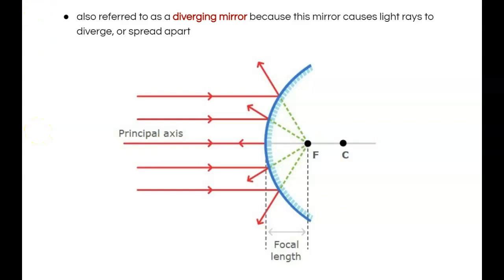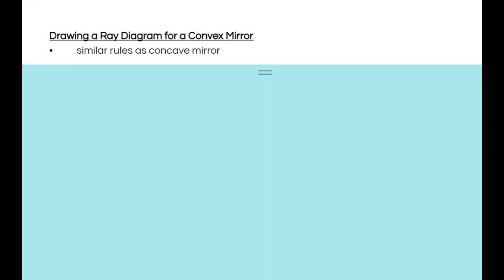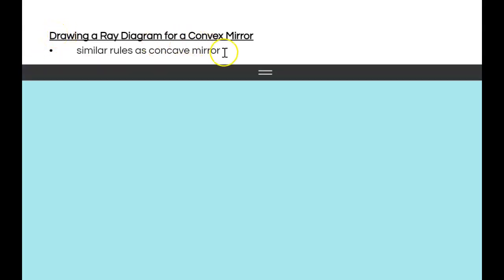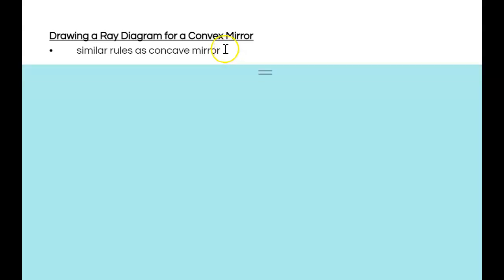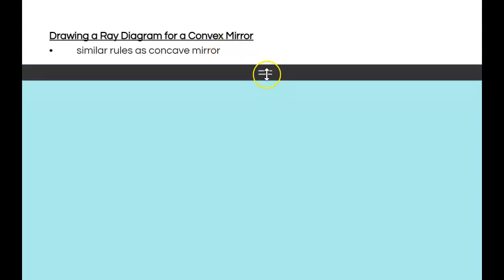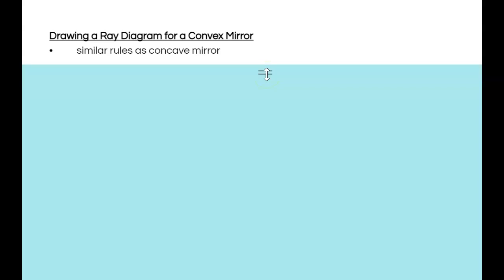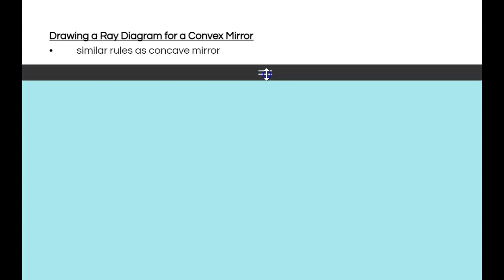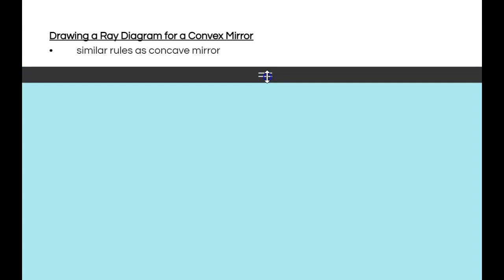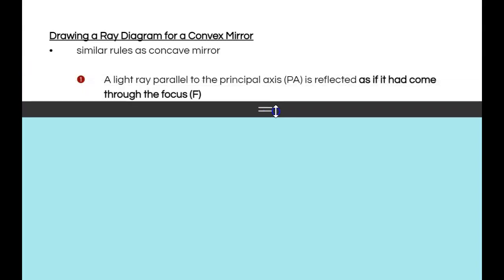Let's take a look at some rules for these light rays. Okay, so let's get started with drawing these light rays. As I mentioned earlier, the rules for convex mirrors are pretty similar to those of a concave mirror. It's just that the outcome is a little bit different because, of course, the light rays are going to be diverging. So let's look at the first rule. We'll get that down, and then we'll take a look at what is going on here.